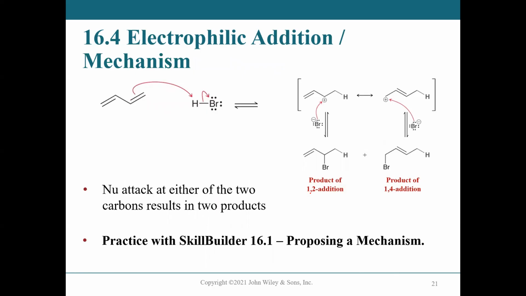Let's show you the mechanism right here. So, again, this would be the 1,2 adduct, and this is your 1. That's how you get the 1,4 adduct. So that's how you get your naming right there.